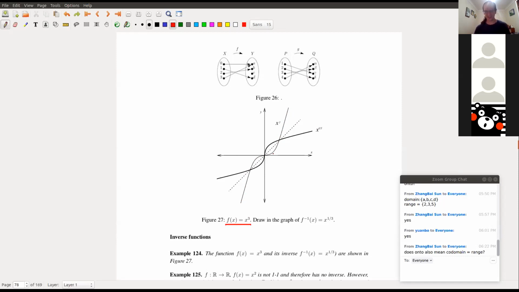Yeah, this is x cubed, and you can sort of imagine flipping it around this guy, and that will be the inverse function of this, which is this x to the 1/3. Again, one-to-one and onto, hopefully you can see it in terms of real valued functions.